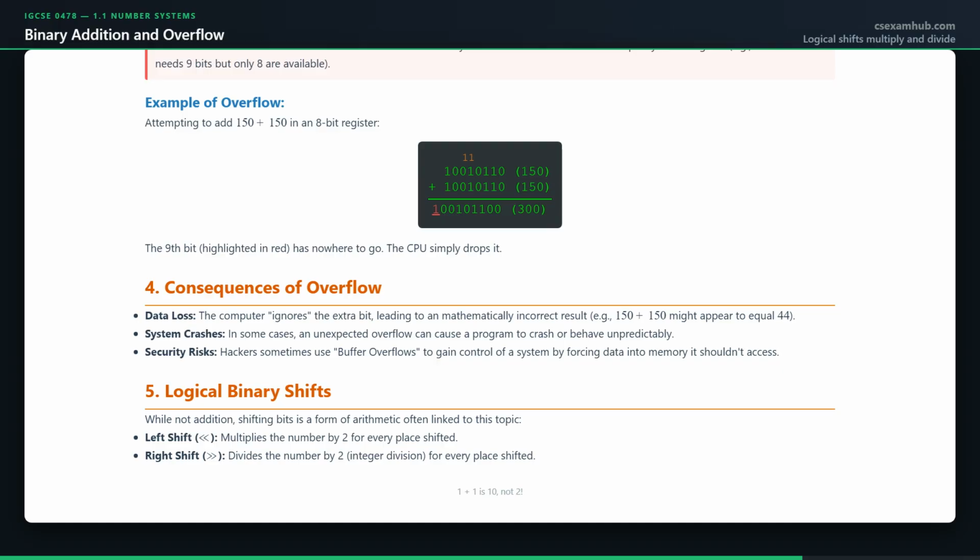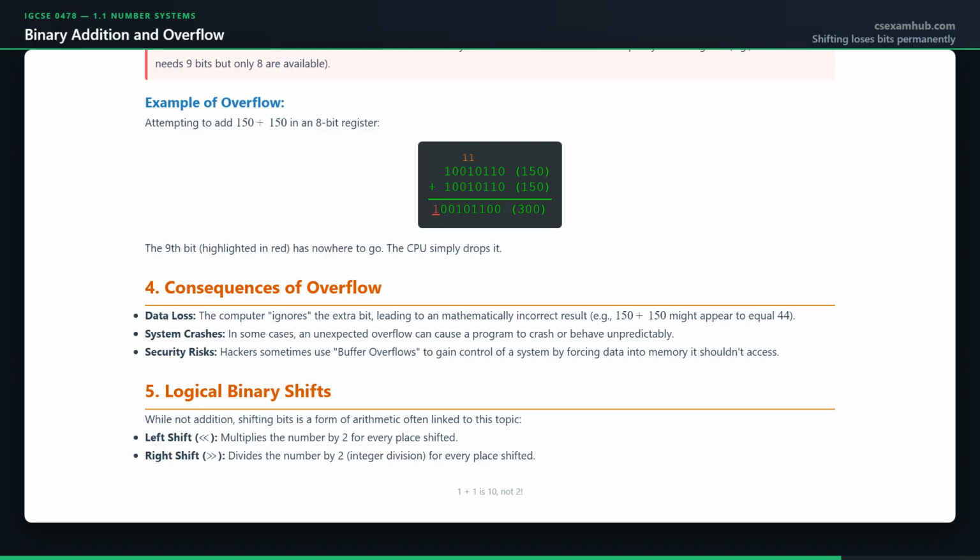That relationship is exactly why shifts are useful. They are a very fast way for a processor to multiply or divide by powers of 2, much faster than a general multiplication. But here is the part that is examined. Bits shifted off the end are lost, and they do not come back.